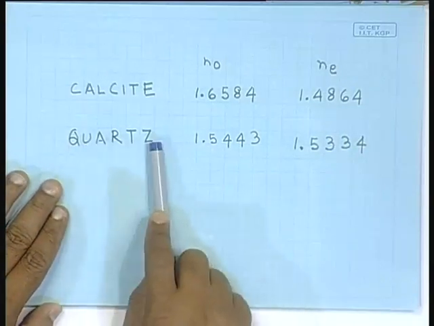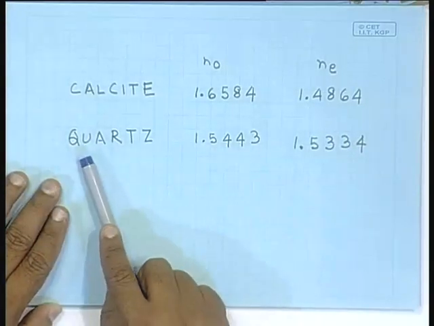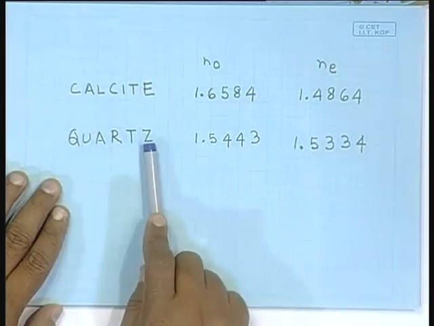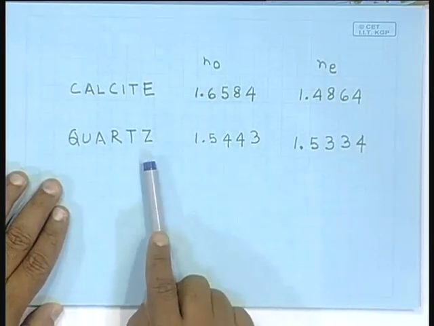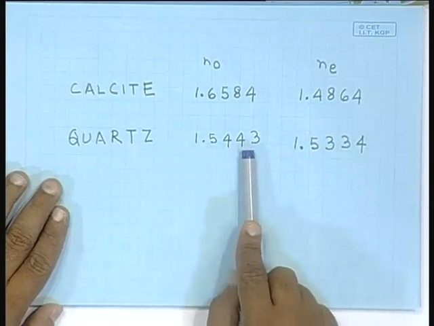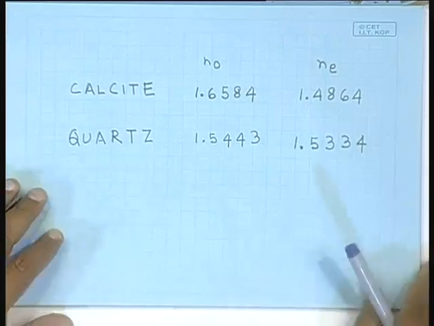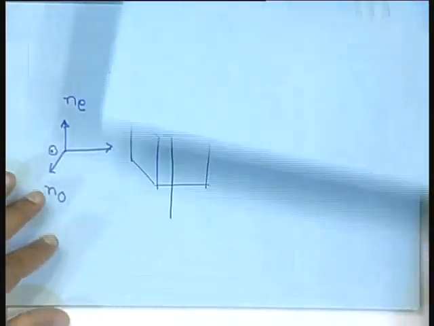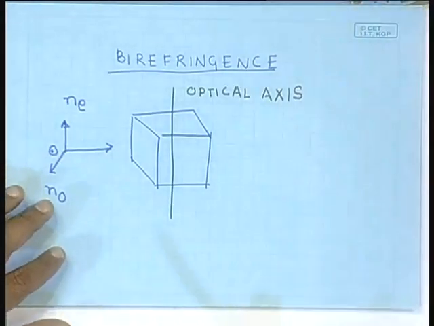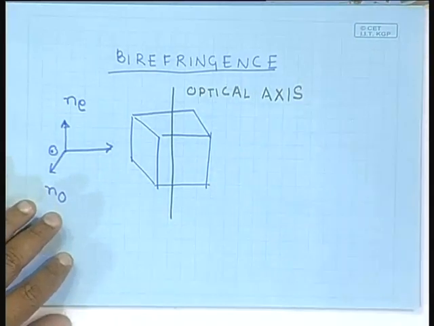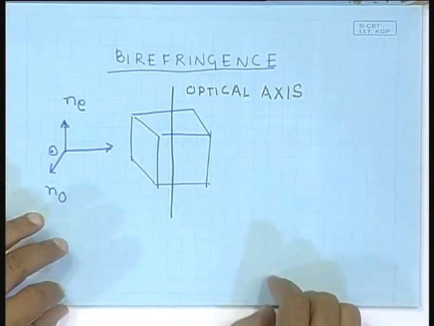Similarly, we have quartz, SiO2. Again, for quartz, we have birefringence. The ordinary refractive index has this value, the extraordinary refractive index has this value. So, I have given you two examples of birefringent materials. I have also told you the extraordinary and the ordinary refractive indices. Now, let me give you an idea of why you have such kind of behavior.